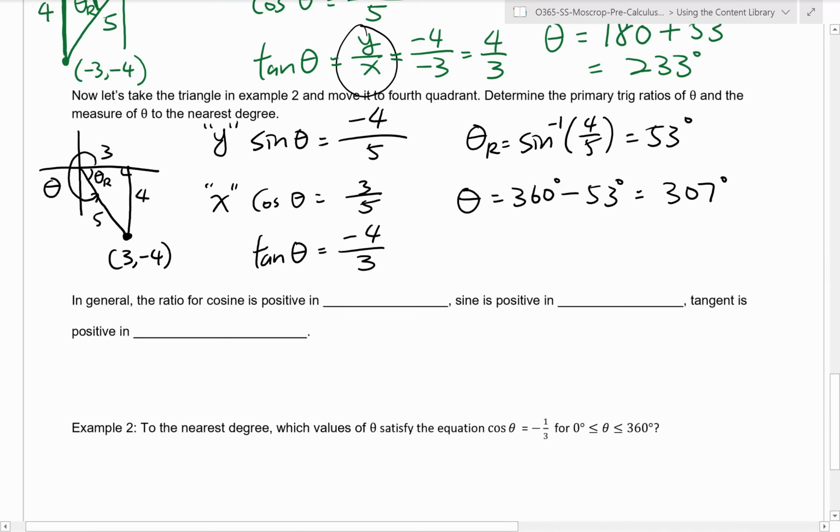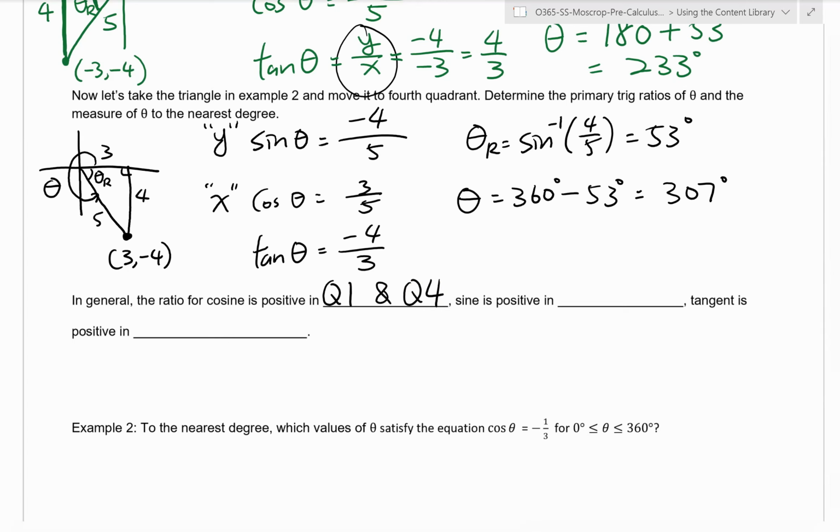Find the reference angle again. When you find the reference angle, you take the inverse trig ratio of the positive ratio. You get the reference angle in the fourth quadrant. To find the principal angle, you go 360 minus your reference angle, which is 307 here. Okay, so let's summarize this. It says, in general, the ratio for cosine is positive in quadrant 1 and quadrant 4 because all the x values are positive in quadrant 1 and 4, and cosine is related to x.